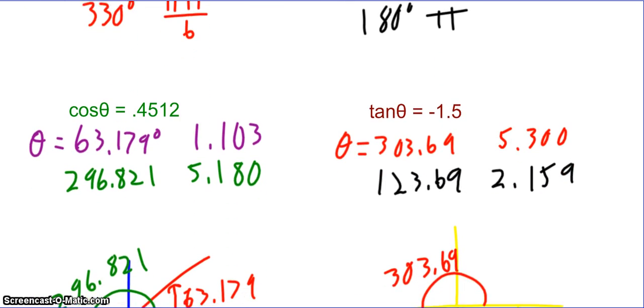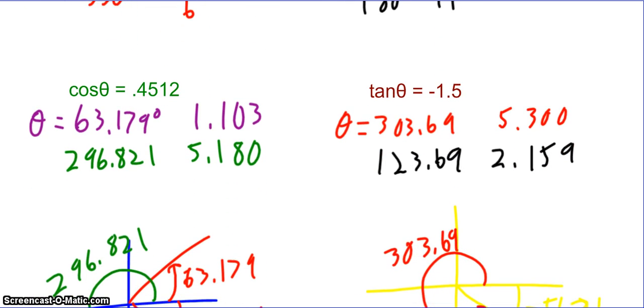Now for the next ones, here you had to do a little bit of work. So first, if my calculator is in degree mode, and I type in the cosine inverse of 0.4512, I'm going to get 63.179 degrees. If my calculator is in radian mode, and I type in the cosine inverse of 0.4512, I'm going to get 1.103 radians. Okay, so that's one of my angles.